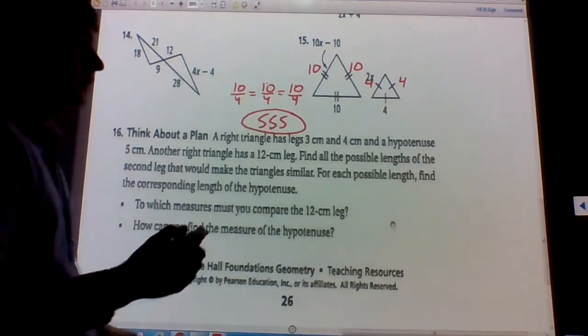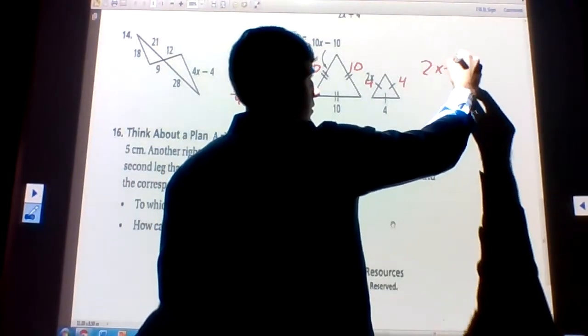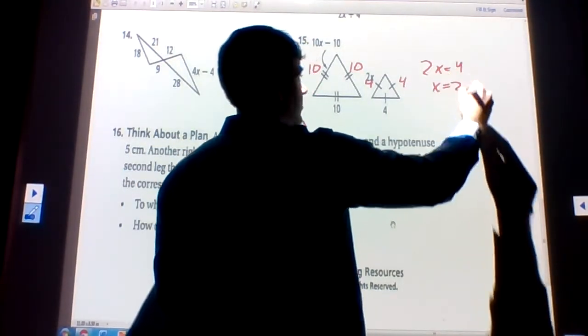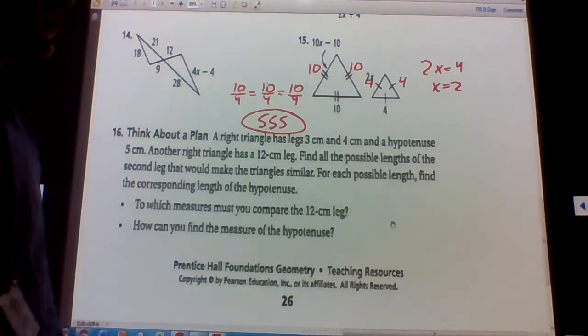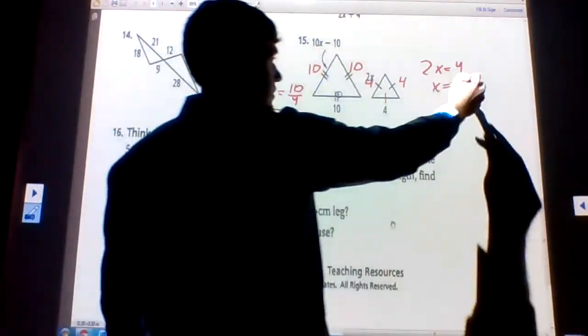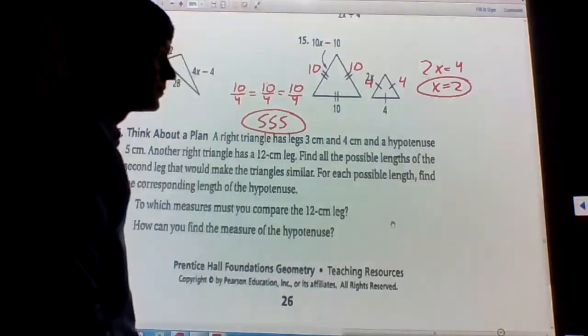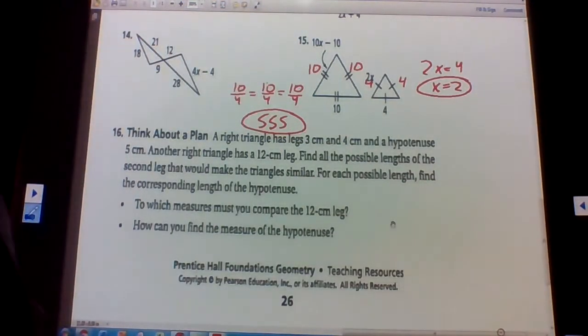Okay, then we've got to find x. So 2x is going to equal 4, so x has to be 2. Right? 10 times 2 is 20, minus 10 is 10. Okay, and then the last one is 16.